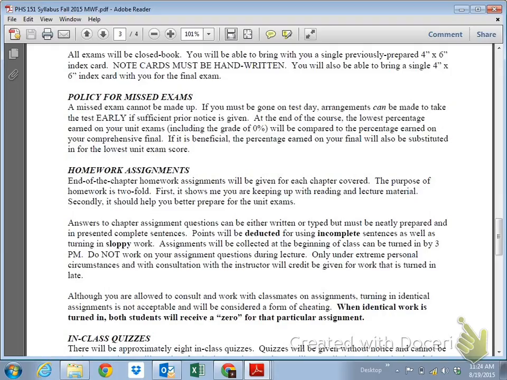Let's say chapter 1, we're going to start on Friday. We take Friday and Monday to finish chapter 1. Then that means on Wednesday of the following week, chapter 1 will be due. Does that make sense? You can turn them in early.